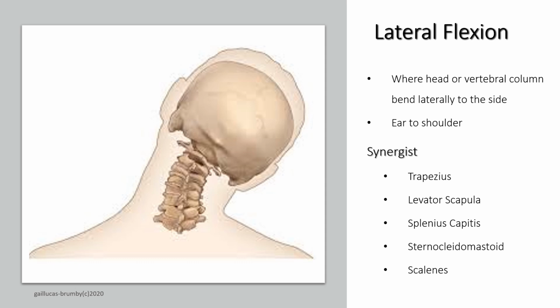The muscles involved in lateral flexion for the head are trapezius, levator scapula, splenius capitis, sternocleidomastoid, and the scalenes. They all flex at the same time to the side, and the antagonists would then be the opposite muscles on the other side.